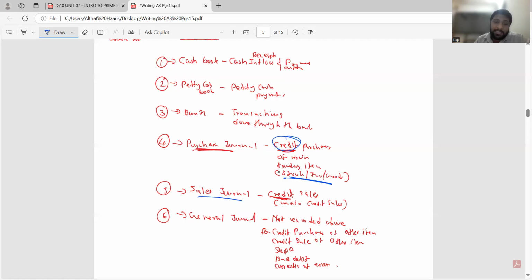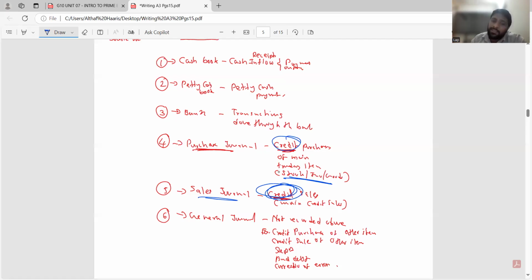In the sales journal also, it is the same. The main sale, credit sale. Cash sale, you are getting cash, so you have to go to the cash book with that sale. Then the general journal, any item not recorded in any of them.